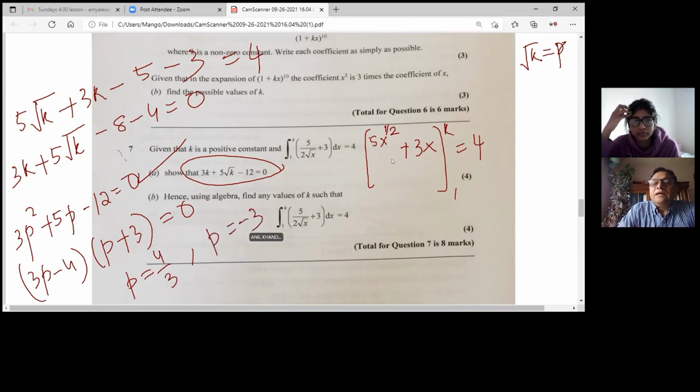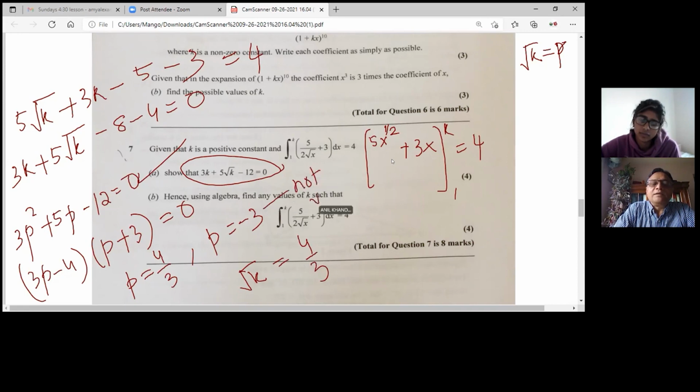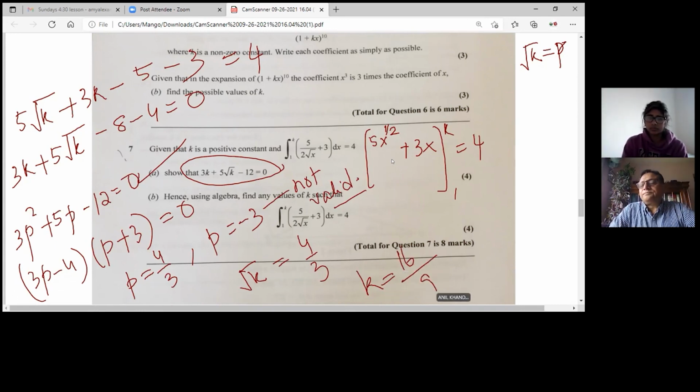But p is square root of k, correct? This is the value of square root of k, right? So you can't have a negative answer. The square root of k is 4 over 3, and minus 3 is not valid. Is that clear? K is the square of this, which is 16 over 9. Is that clear to you? So that becomes your answer.